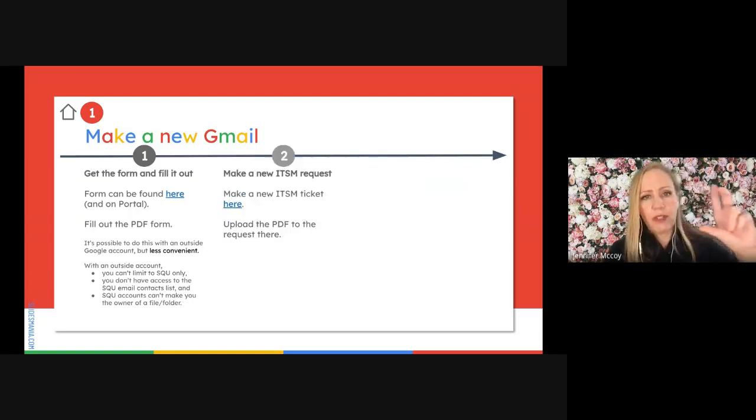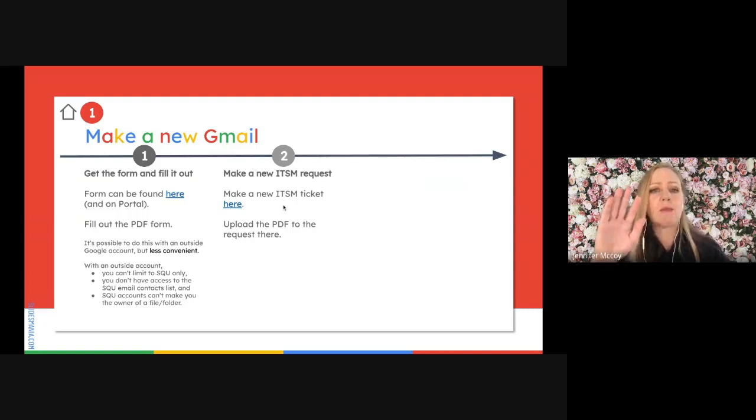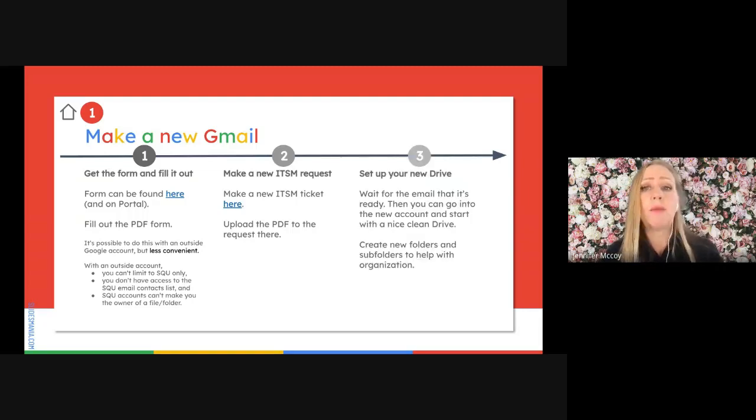So get your form, fill it out. Then you can go to the ITSM ticket request. That's where you go if you have IT problems, and it's just one of the options there. That link will take you there. You upload your PDF as part of your request, and then you wait for them to create that Gmail for you. They will set up your email account, send you an email saying that it's ready, and then you can just go in and set it up.